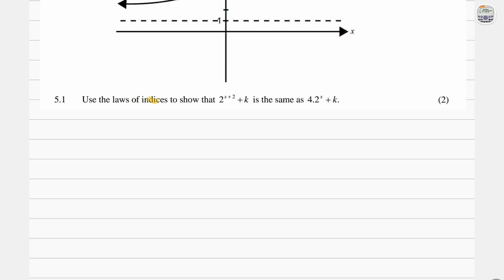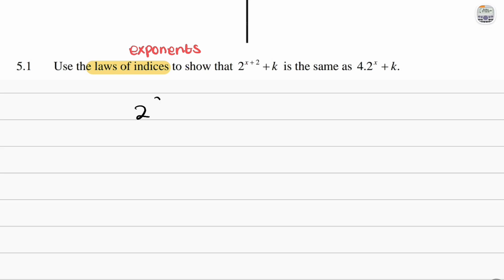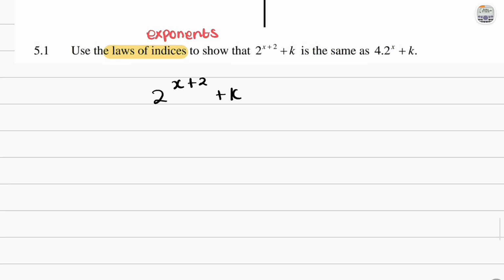The laws of indices, they don't really use this word a lot. It's just exponents, okay? The laws of exponents. So the expression was 2 raised to the power of x plus 2 plus k, and we need to show them that it can be written like that. Now, how do you think they got it to look like that? Well, you see how you just have a 2 raised to the power of x alone? That just means they separated these exponents.